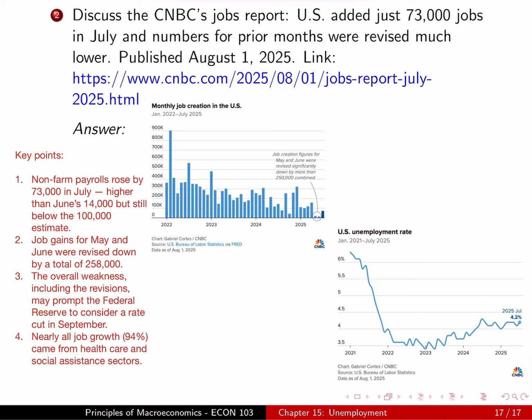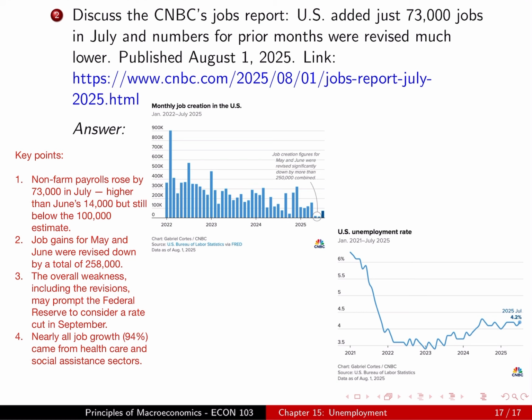Let's take a look at case study number 2, which covers a recent CNBC jobs report. I encourage you to read the full article to grasp the detailed context. For now, here's a brief summary of the key takeaways. Key points. The US added 73,000 non-farm jobs in July. That's more than June, but still less than expected.